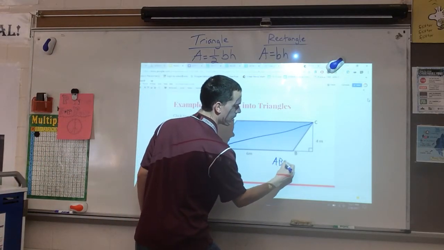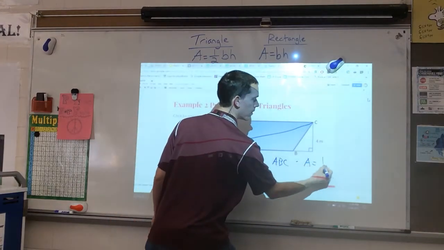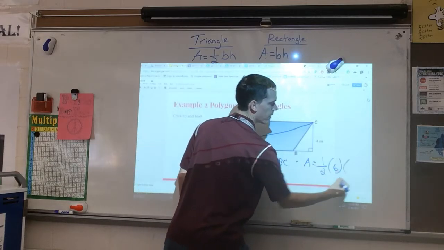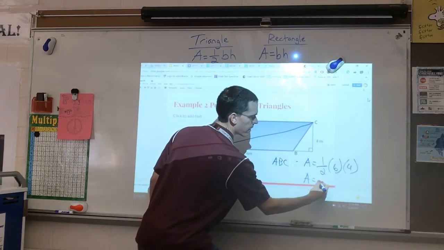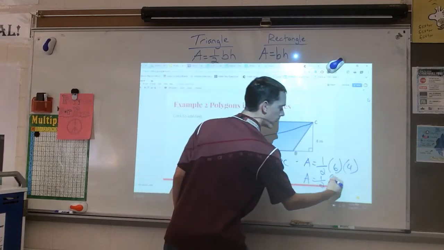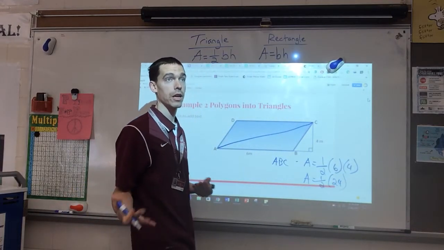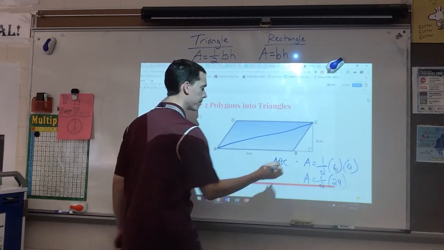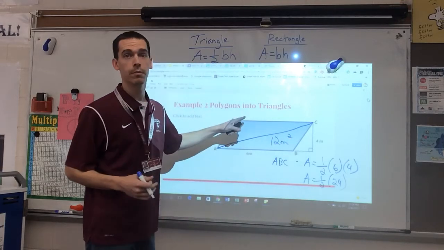So triangle ABC. The area is going to equal, again, 1/2 times the base, which is 6, and the height, which is 4. So the area is 1/2 of 6 times 4, which gives us 24. What is half of 24? Well, 24 hours in a day. What's half a day? It's split into 2, AM and PM. It's 12. 12 meters squared.